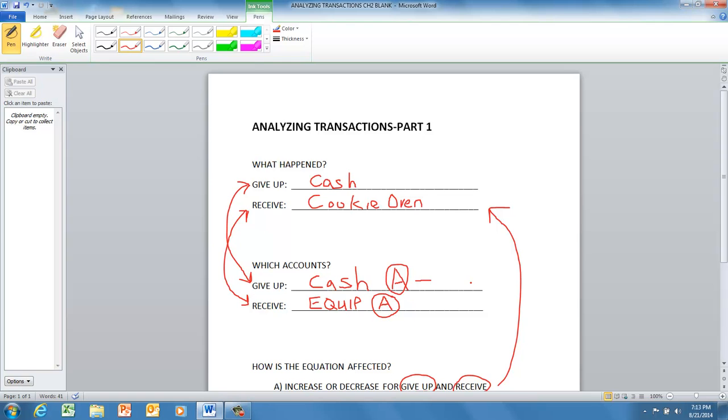Then I go back to the top and I say, do we have more or less cookie ovens than we had 5 minutes ago? Well, 5 minutes ago I didn't have any cookie ovens. Now I have one, so I have more cookie ovens. So I go back down to where equipment is and put a plus.